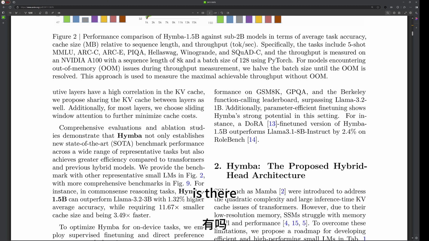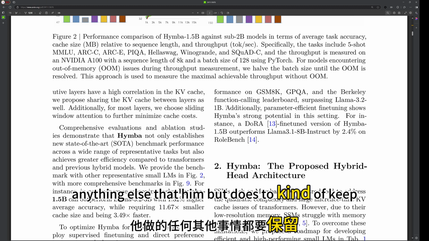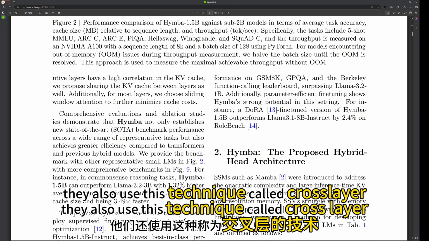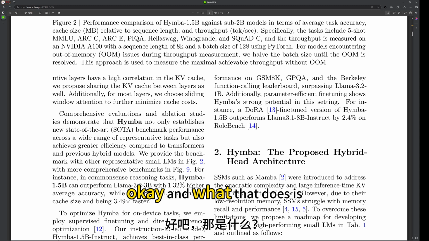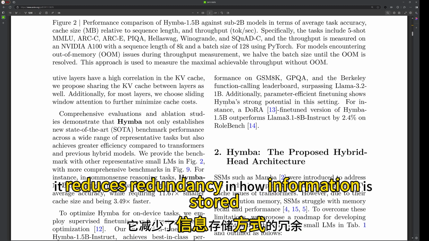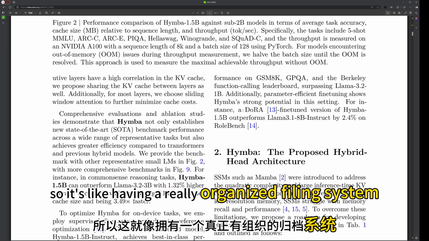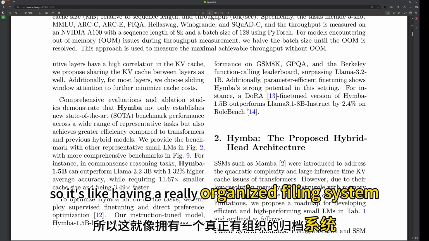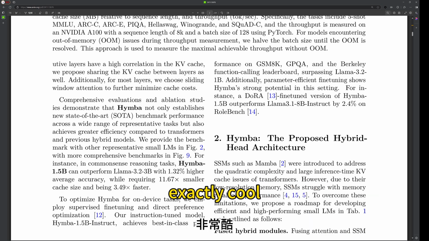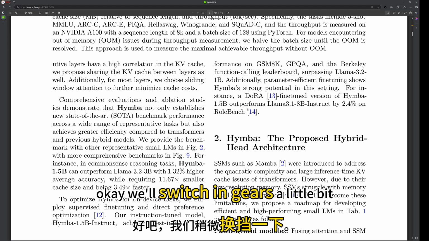Okay, cool. And is there anything else that Hymba does to kind of keep things efficient? Yeah, actually, they also use this technique called cross-layer key value sharing. And what that does is it reduces redundancy in how information is stored. So it's like having a really organized filing system, no unnecessary duplicates. Exactly.